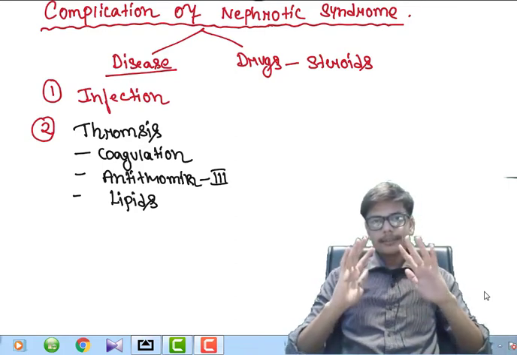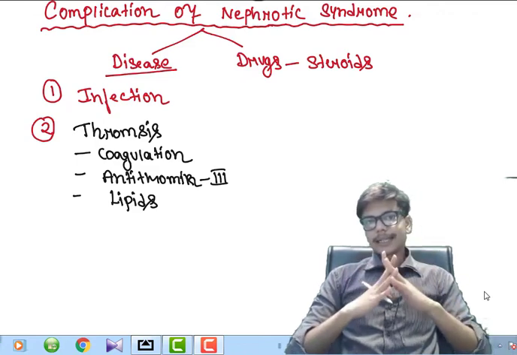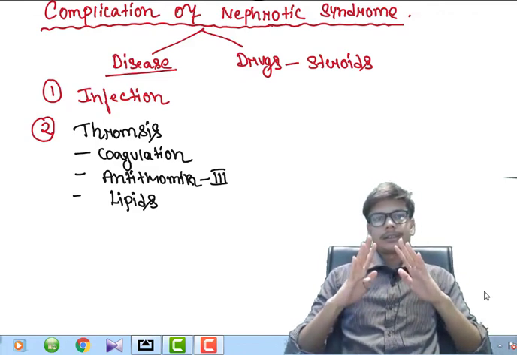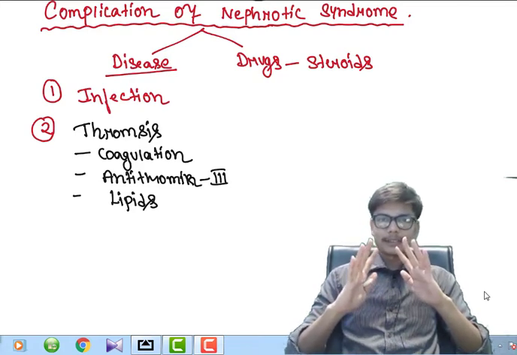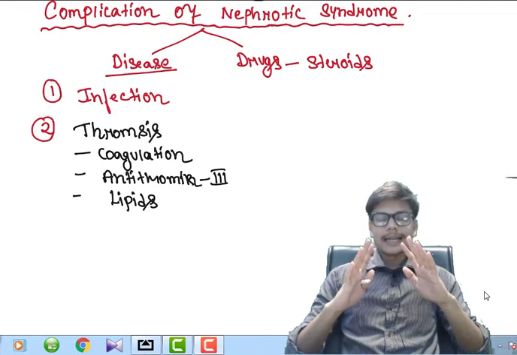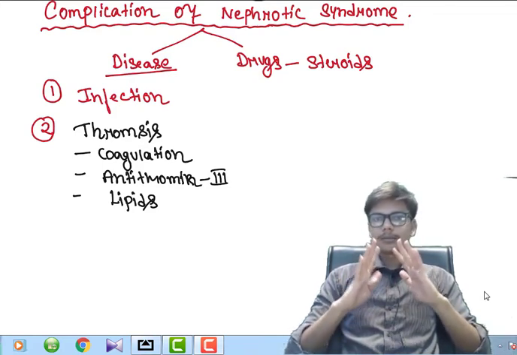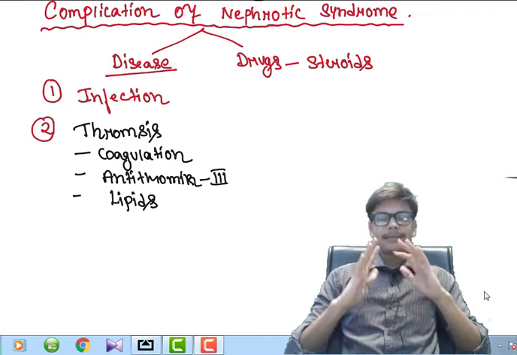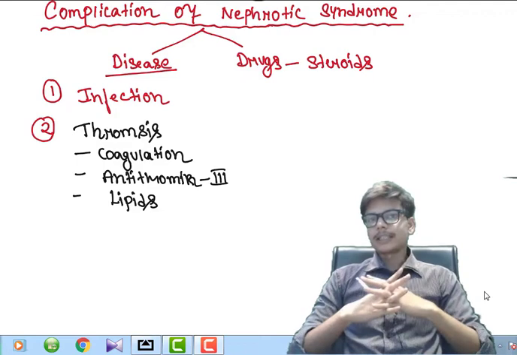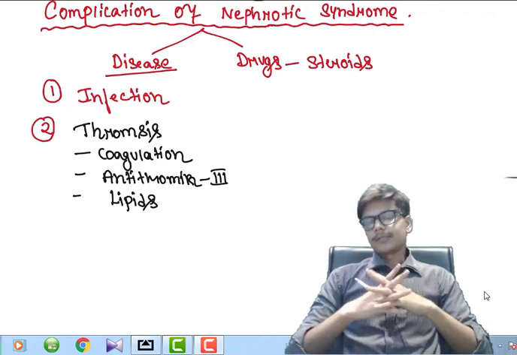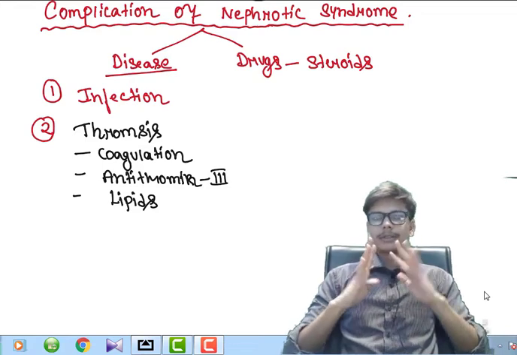The thrombosis of the vessel can be arterial thrombosis or venous thrombosis. The venous thrombosis can include the renal veins, the cerebral veins, and the peripheral veins. So, signs and symptoms of this thrombosis will depend upon the vein which is thrombosed. If the peripheral vein is thrombosed, the patient may present with claudication and calf muscle pain. Claudication is calf muscle pain after walking a short distance.